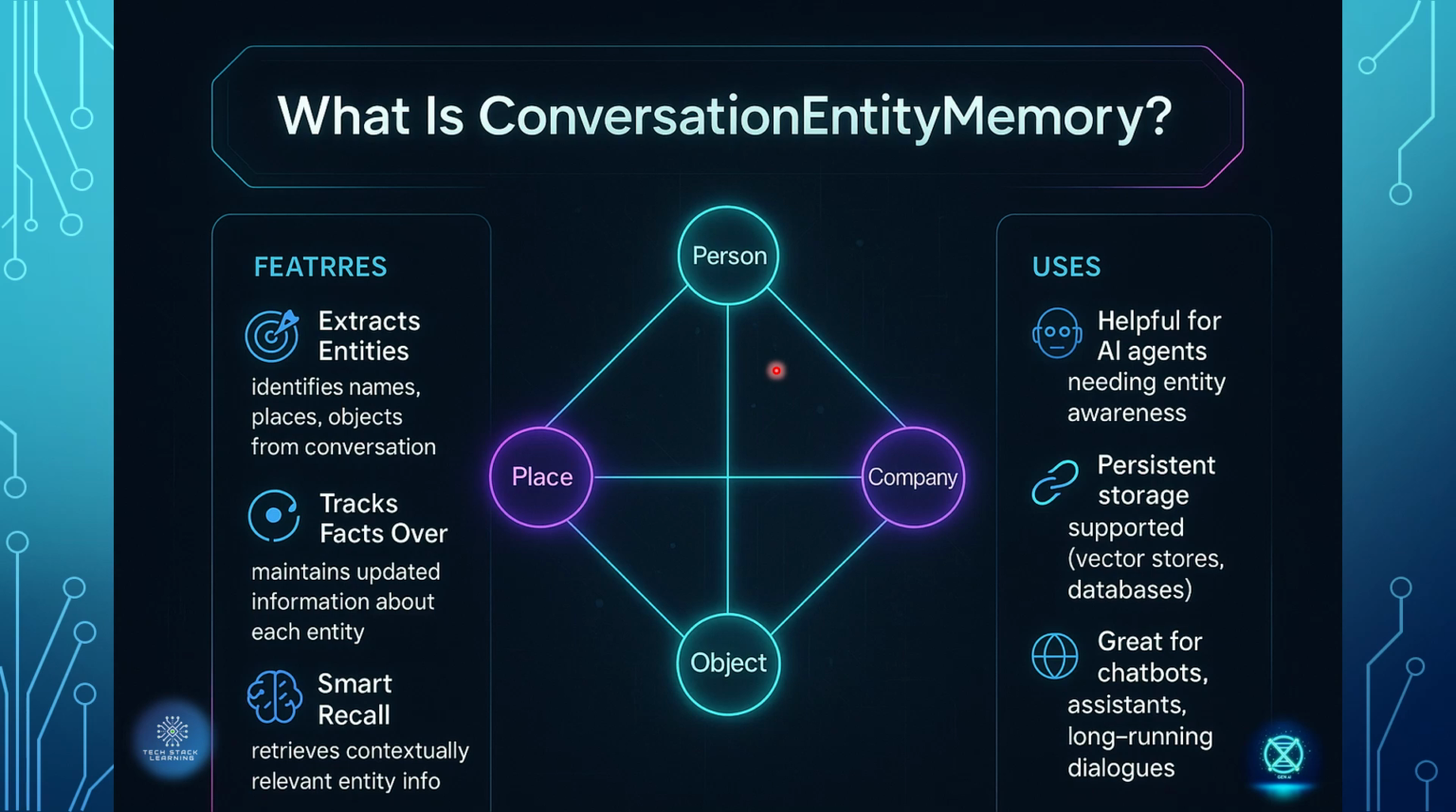So you can persist entities across sessions using customizable storage backends. So basically it extracts entities, it tracks the facts, it has the smart understanding which will be applicable for the agents, and it is helpful for the agents to keep the persistence of their history, and you can also store those into your persistent storage, and it is mainly useful for chatbots.